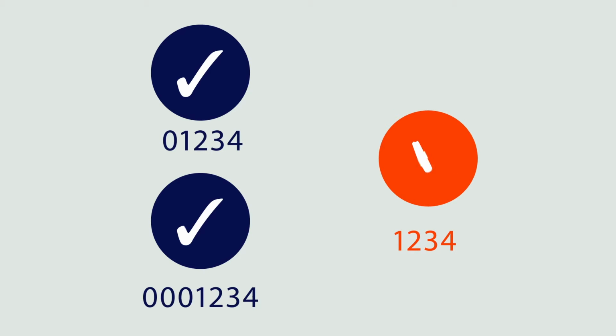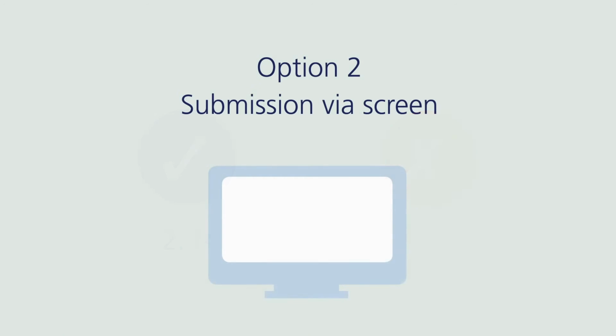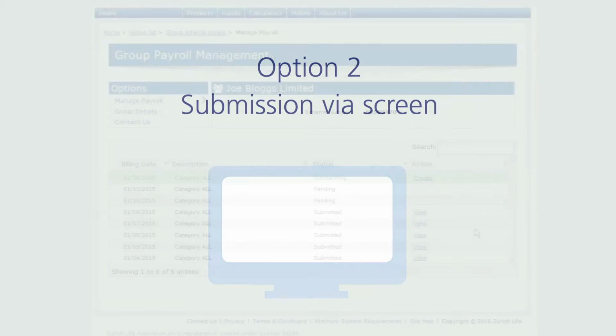Second, where a zero or number of zeros appear before a number, for example, policy or staff number, then the leading zero or zeros need to be shown on the file for upload. Finally, regardless of what file type you are using, always remember to use the decimal point. Please note that the system only reads to 2 decimal places. For example, use 12.34, not 12.345.